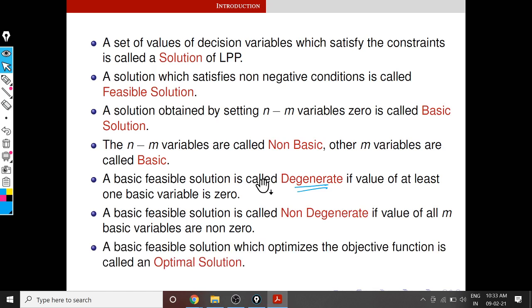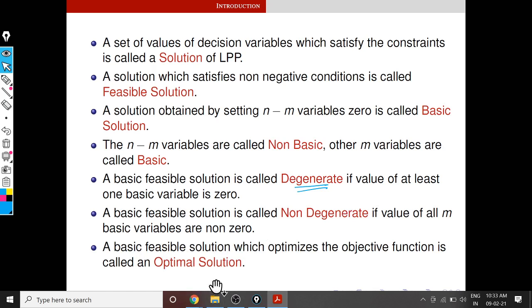Then the last one, what is our optimal solution? A basic feasible solution which optimizes the objective function is called an optimal solution. Now we know what a basic solution is and what a feasible solution is. So a basic feasible solution which optimizes our objective function, that is z is equal to f(x), is called an optimal solution. Our aim is to find this optimal solution systematically. How to find this optimal solution?